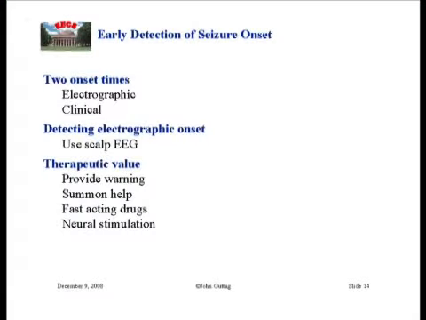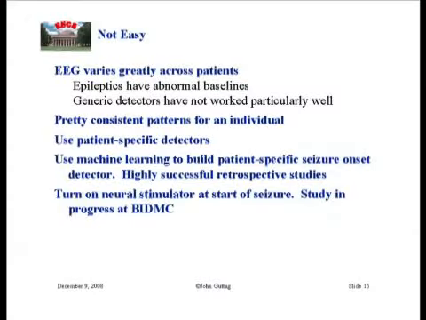So here's a picture of an EEG, and I'll just point out seizures can be tricky to find. You might think this is a seizure, but it isn't. That's blinking your eyes. Here is the seizure, but in fact it's begun about here, where things don't look particularly ominous. So it's pretty subtle to detect. One of the problems is EEG varies across patients. And epileptics have abnormal baselines.